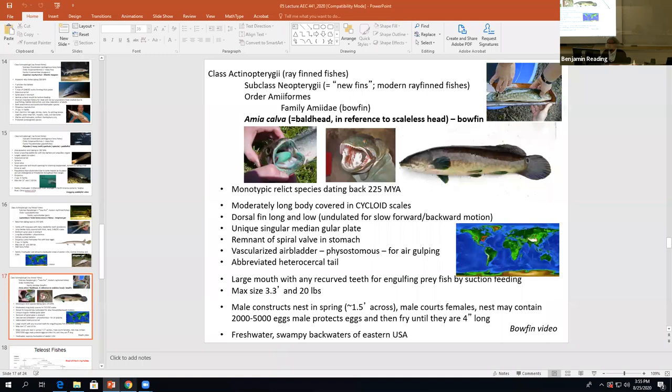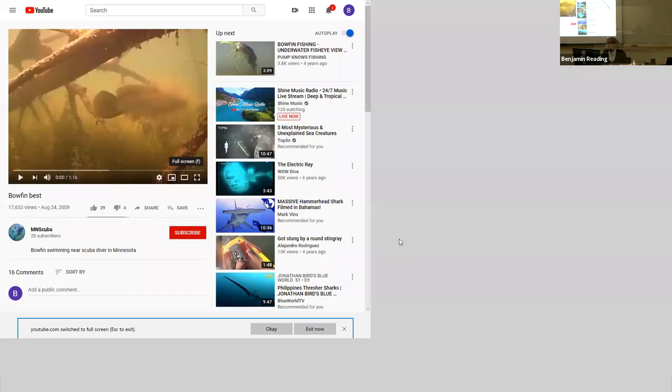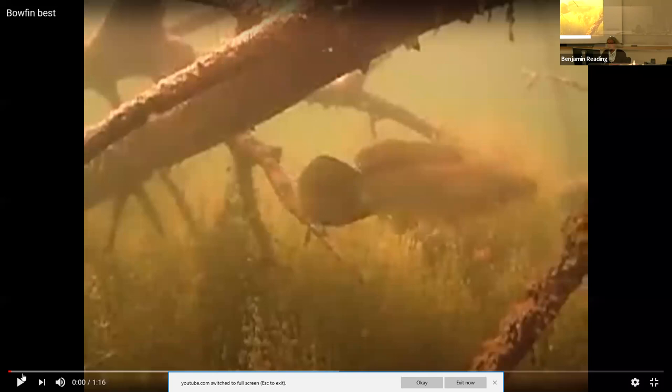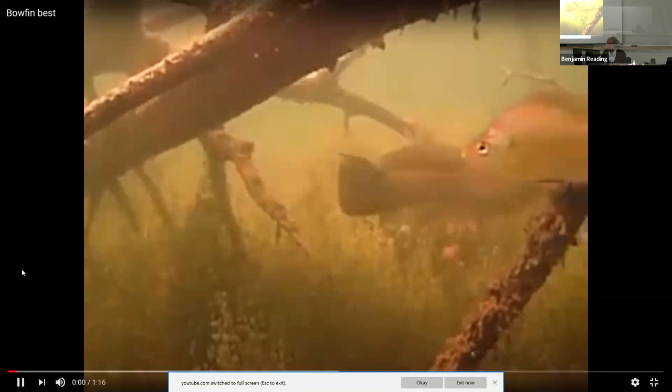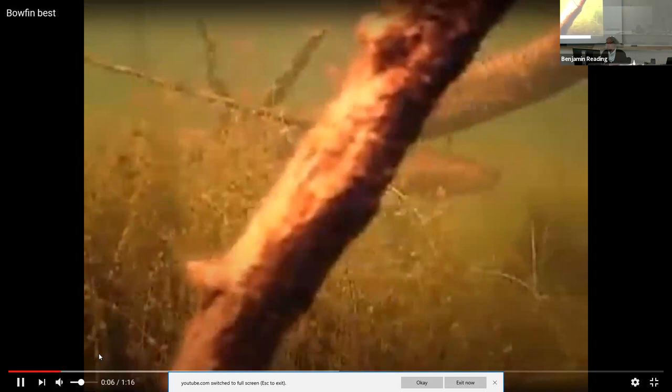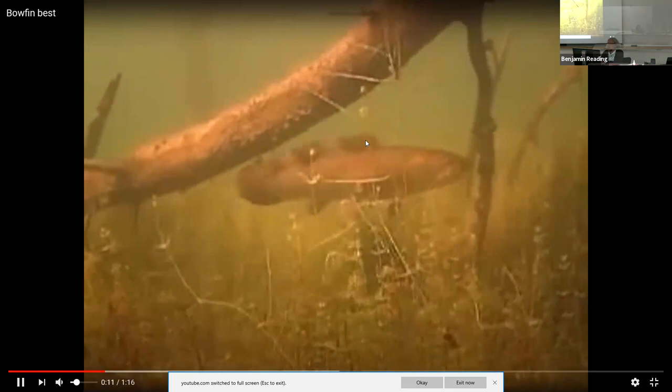And note the dorsal fin here. Pay attention to the dorsal fin and how it moves, because that's the characteristic, that very long dorsal fin. Oh, and I forgot to mention the spot on the tail by the caudal fin. So look at it. Look at that dorsal fin.